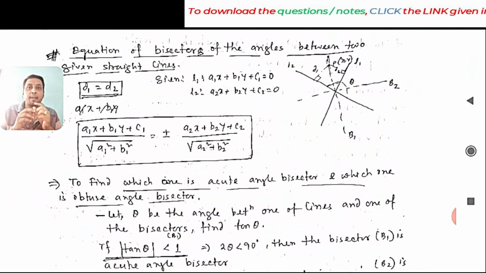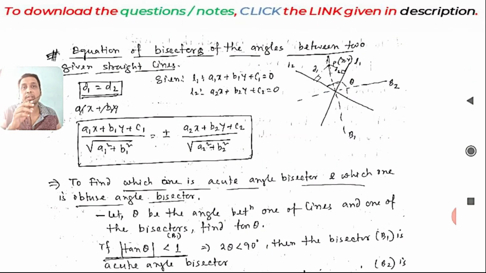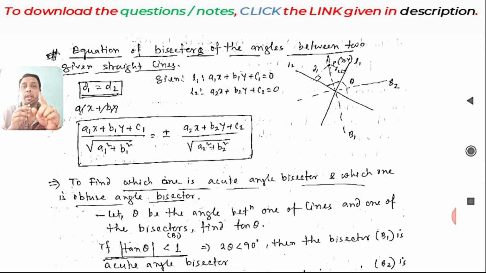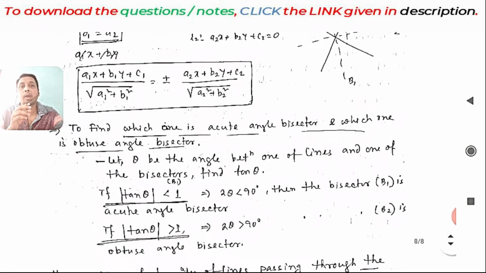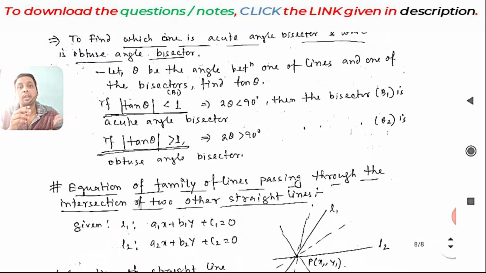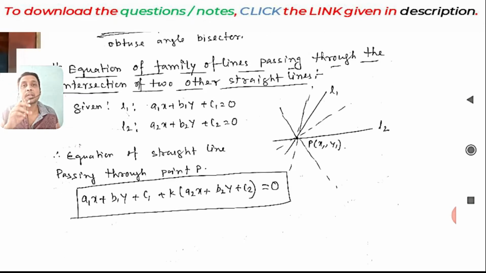Okay students, welcome you all to this new lecture on coordinate geometry, basic level. So here we are discussing straight lines. Today's topic is the equations of the bisectors. For the angle between two lines, you have two angles, one acute and one obtuse, and also how to segregate which one is the acute and which one is the obtuse angle bisector. And then we will go to find the equations of the line that passes through the intersection between two lines. Okay, let's see this.